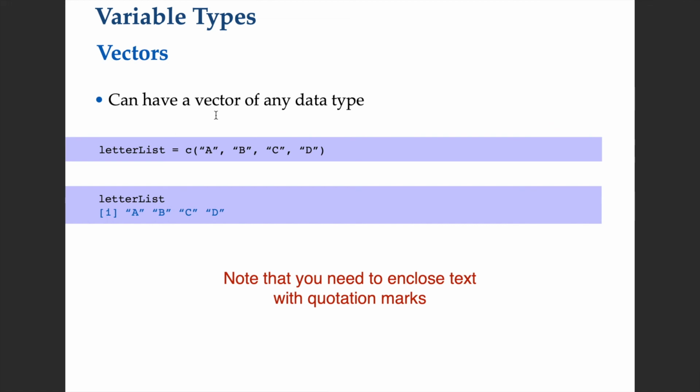So you can have a vector of any data type. We can make a vector of letters. So we can call this letterList and assign to it, we can use the combine function. And now, if we want it to be letters, you have to put letters in quotes. That's how R knows that you're referring to letters. And so now if you type letterList and hit enter, it's going to show you that it's a list of these letters.